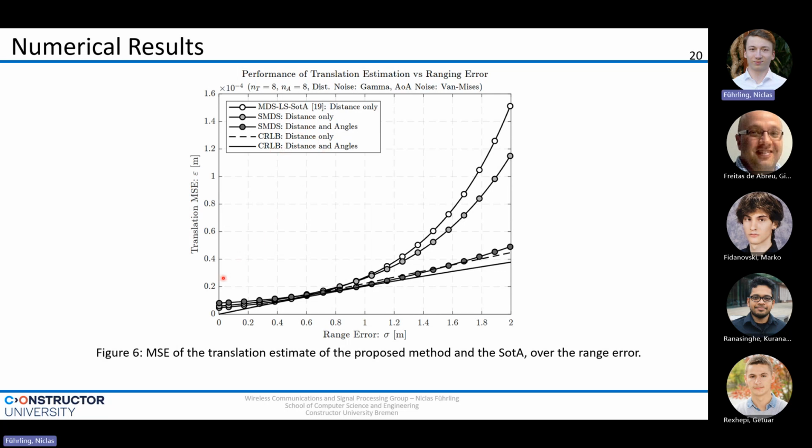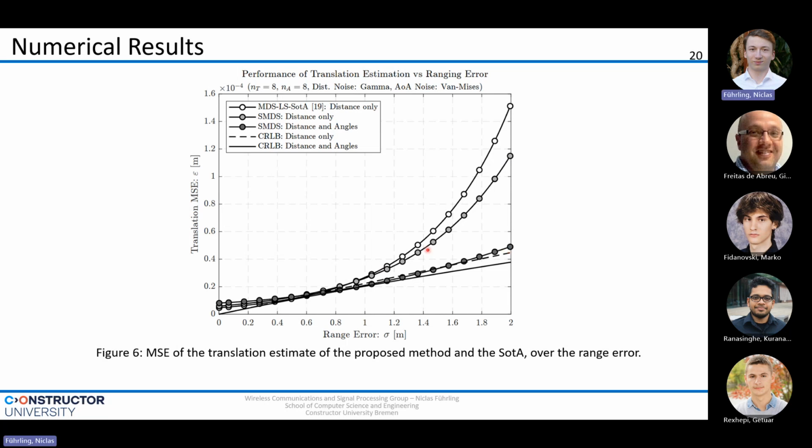So if we look into it, you can see that the state-of-the-art, the pure distance-only MDS-based, is not so great. If we have SMDS, so we also estimate the angles ourselves, then we can already see a small gain. But if you really have the distance and angle measurements, you can see that it's much, much better and also much closer to the bound. The dashed bound is for distance only, and the solid bound is for distance and angles. You can see that it follows it quite well.